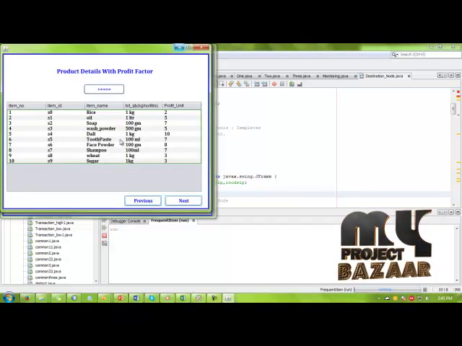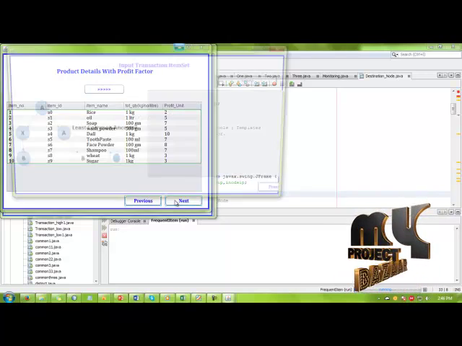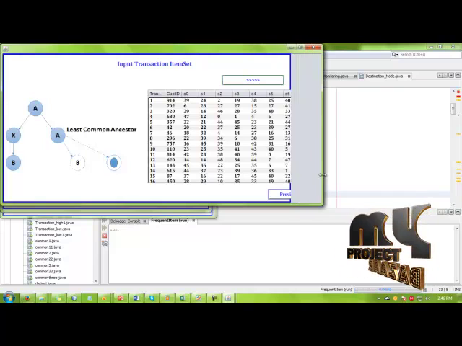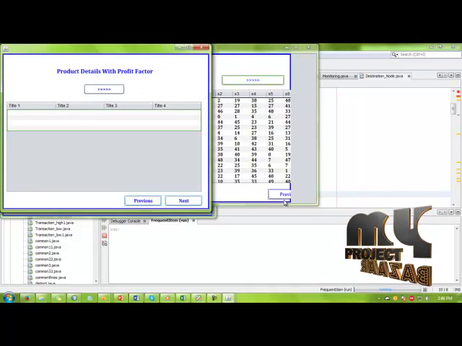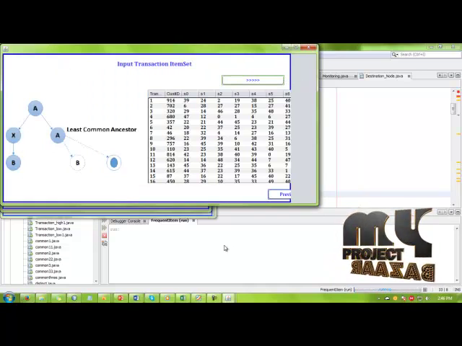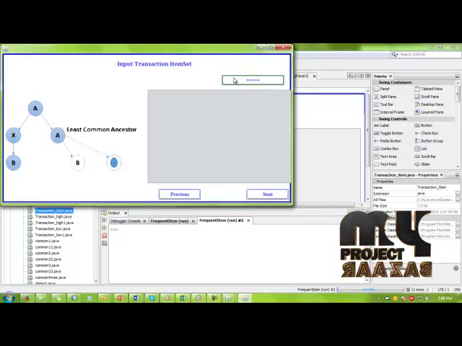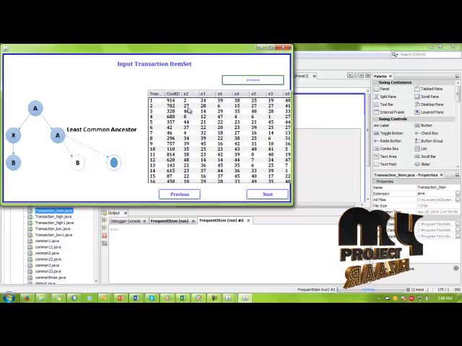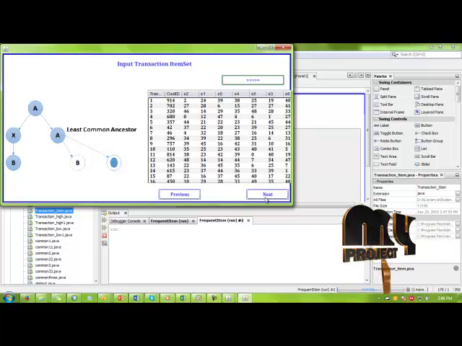Depending upon this profit factor, here we list out the items with their names and their profit for each item, with the grams. Click next. Here our input data set: transaction ID, user ID, and their purchasing items. Here our item transactions, with each user purchasing the product. Here we list out their information.